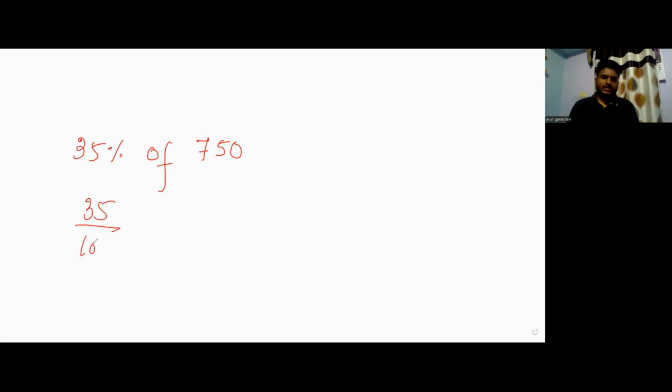35 divided by 100 into 750. 257.5 you are getting, right? Yes, sir. 170 plus 250. I think it is correct. 70. Will you do this? 0 and 0 will get cancelled.